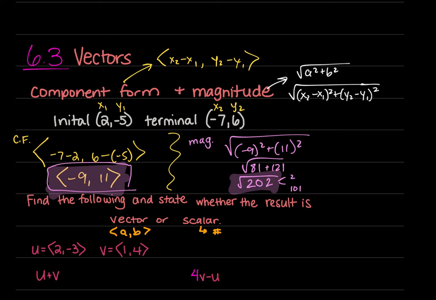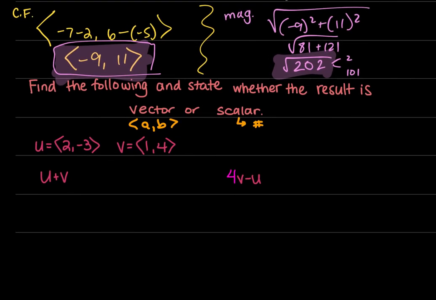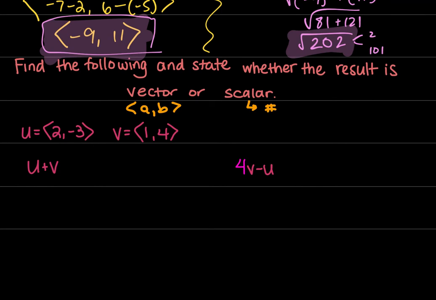Okay, then you got stuff like find the following and state whether the result is a vector or a scalar. We had adding, subtracting, multiplying by a scalar, that kind of question. So for this first one, for A, let's call it U plus V, we would add the two first terms. So the two changes in X, this would be 2 plus 1. And then add the two changes in Y, negative 3 plus 4. And I end up with 3, 1. Is that a vector or a scalar? That's a vector. Good.